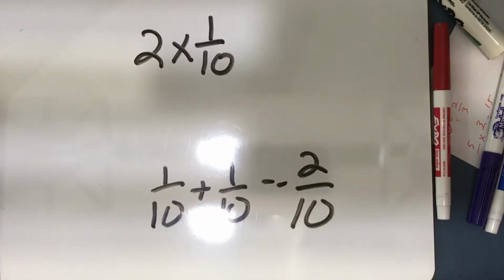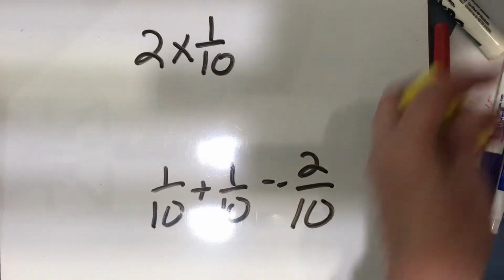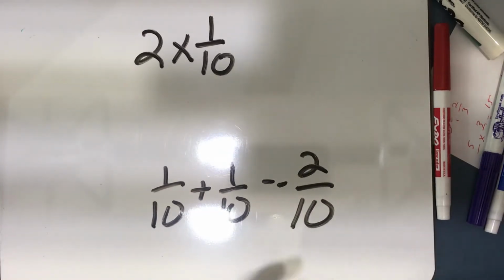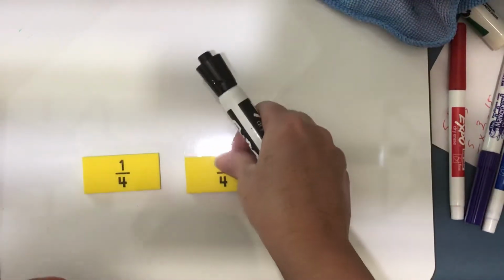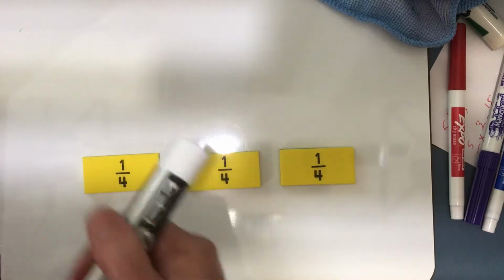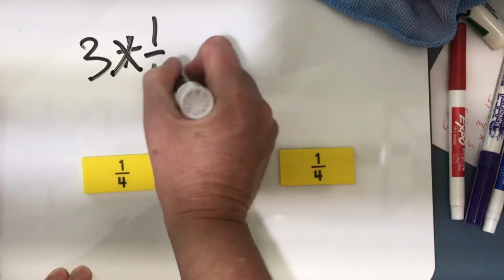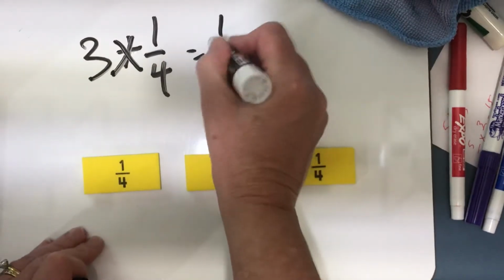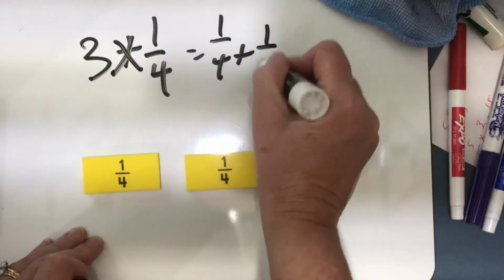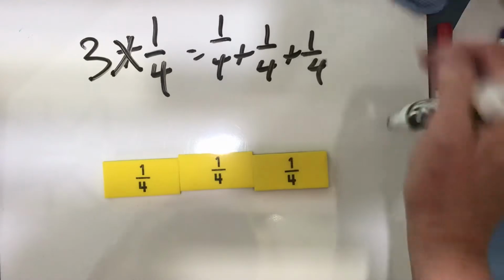Okay, number 2 says 3 times 1/4. That means I need to have 1/4 3 times, because this is 3 times 1/4. It's 1/4, 1/4, 1/4, and I will rewrite that as 1/4 plus 1/4 plus 1/4, which I can see that equals 3/4.